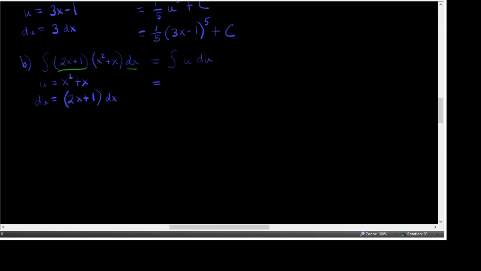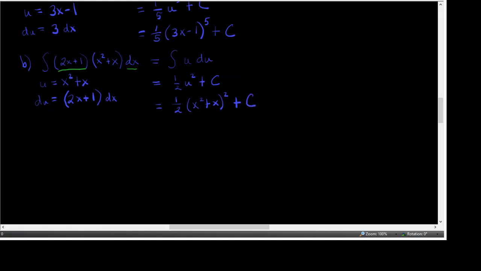And the antiderivative of u du is 1/2 u squared plus c. And then going back to the original x expression instead of u, that'll be 1/2 times the quantity x squared plus x, squared, plus c. There you have it.